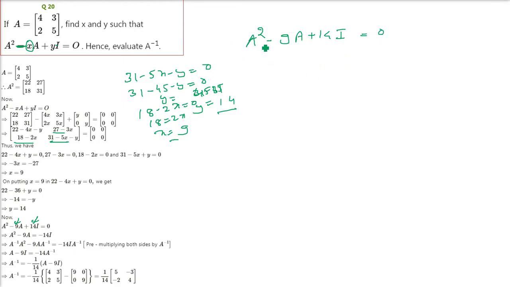Now multiply it with a inverse. And always take the identity element term on the right hand side or the other side. It can be left hand, right hand, whichever you want. So a minus 9i equals minus 14 a inverse. So a minus 9i, compute it and just divide it, or you can say multiply it by minus 1 by 14. This is your final answer.